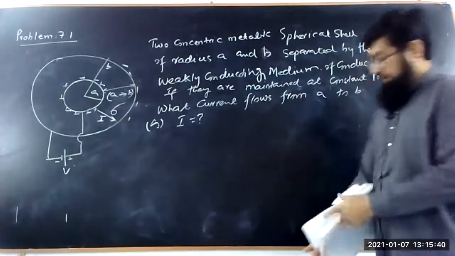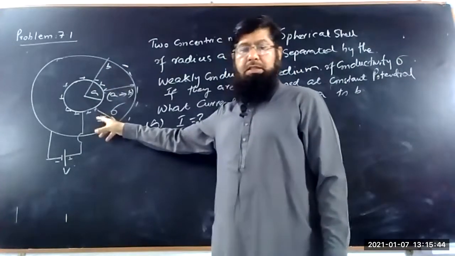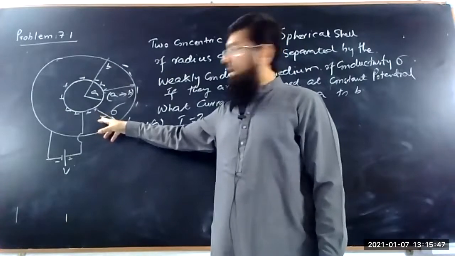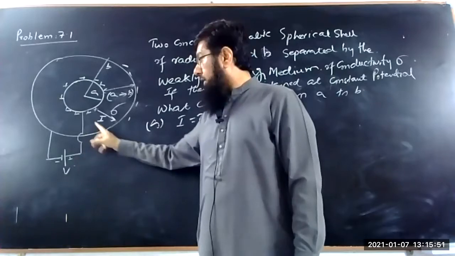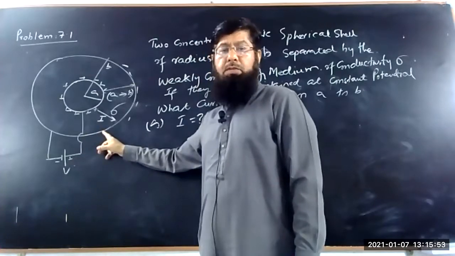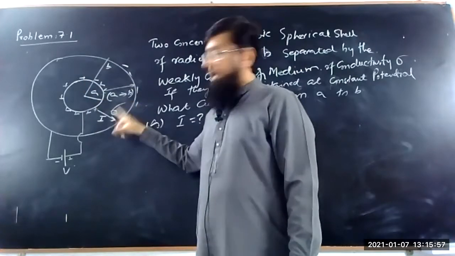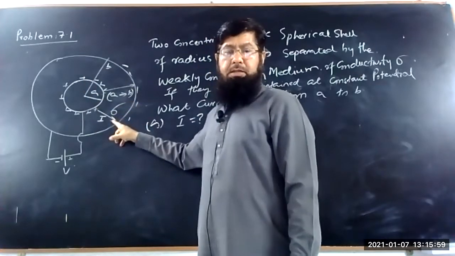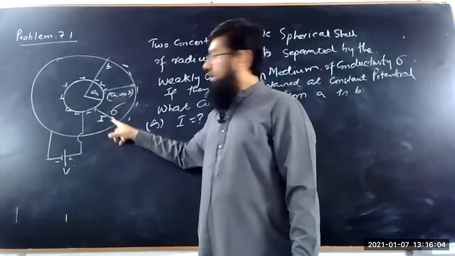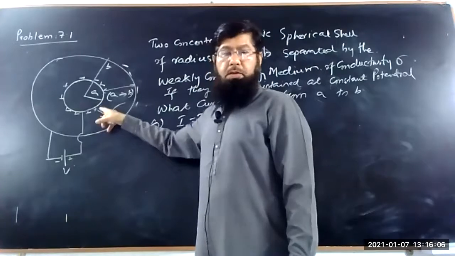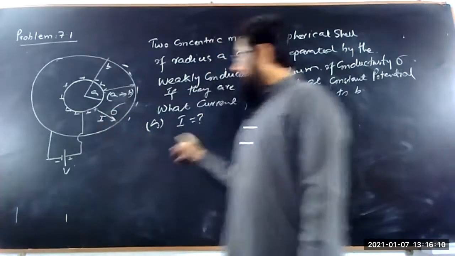It means if we read it again, these are the two concentric spherical shells. One is connected with the positive terminal of the battery and the other is connected with the negative terminal of the battery. It means inner is positive, outer is negative. If the medium between them is a conducting medium, even though it is weakly conducting, the current can flow from positive to negative. So we have to find out that current.